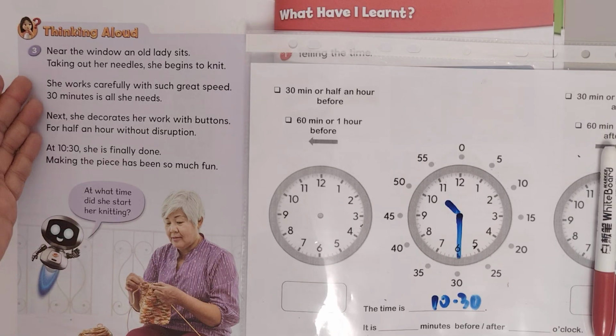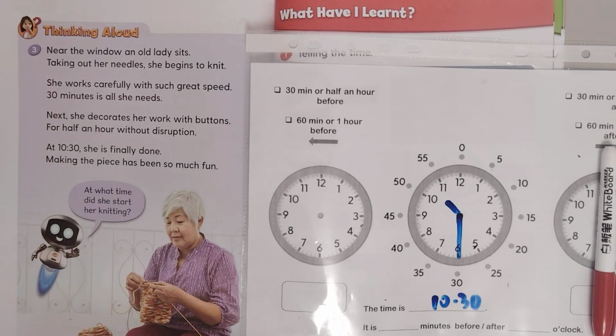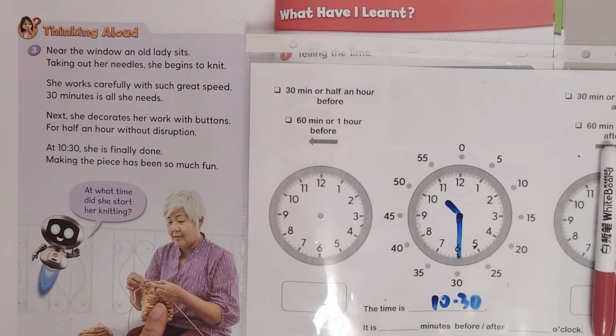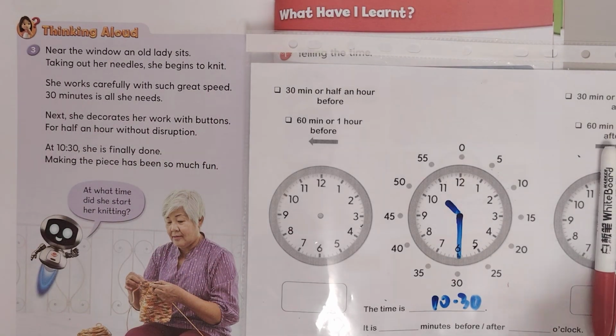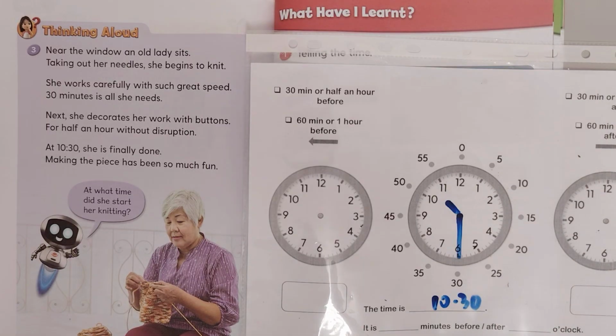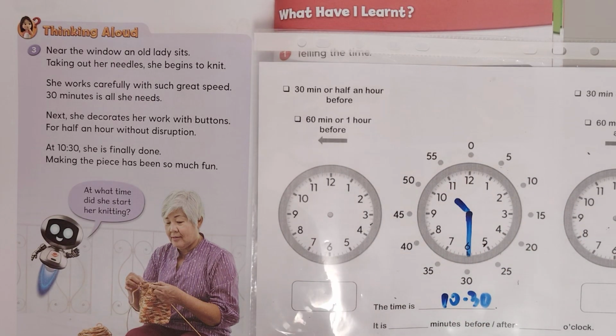First, knitting what looks like a scarf, her work that's completed, for 30 minutes. Then, the second thing she did was to decorate the work with buttons. And that was another half an hour. We can consider using a strategy called working backwards. From 10:30, let's work backwards.